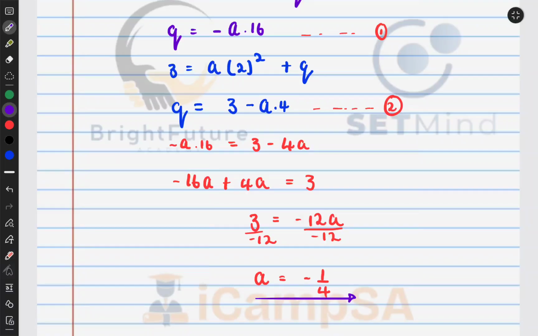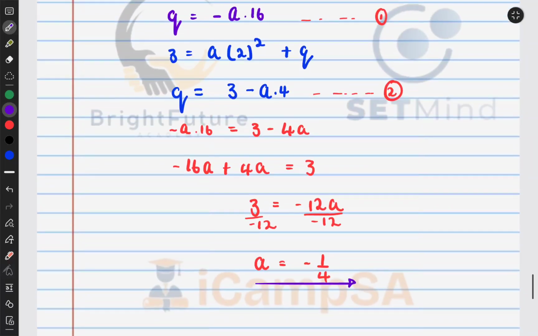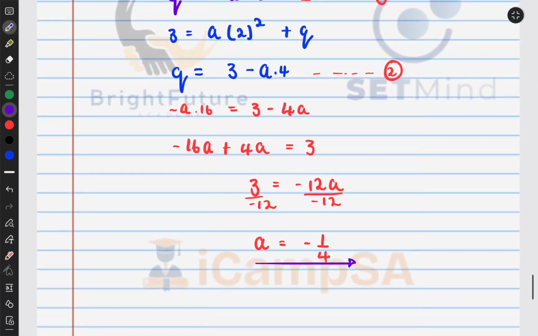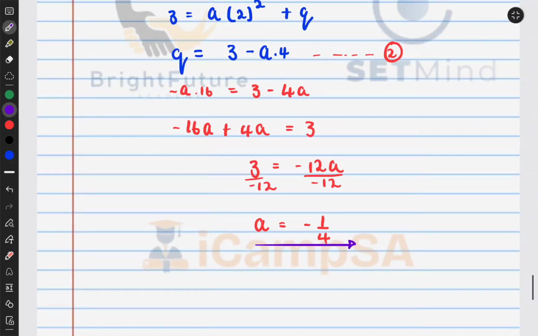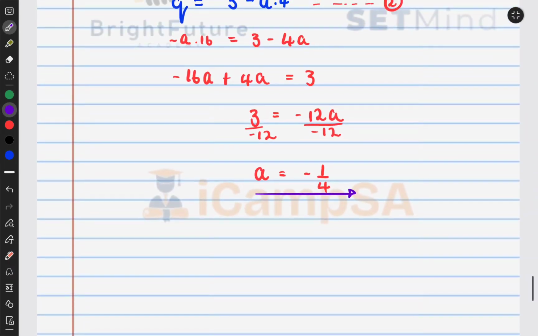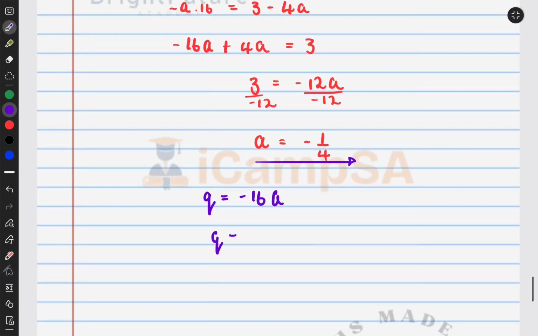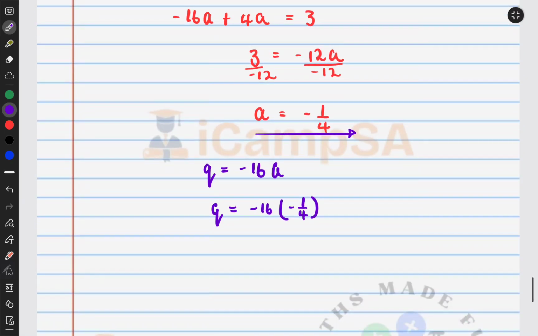That is a. And then for q, we can substitute it into the first equation there. Q is equal to negative 16a. Let's substitute our value of a to find q. Q is equal to negative 16 multiplied by negative 1 over 4. This will be 16 divided by 4, which is 4. Q is equal to 4. Those are the values of a and q.